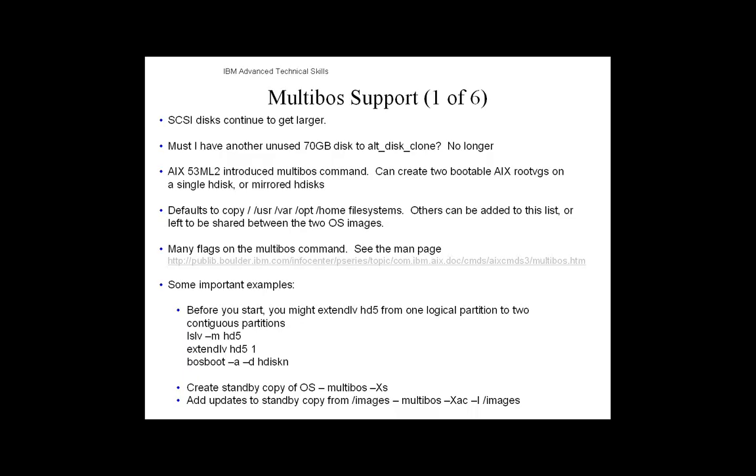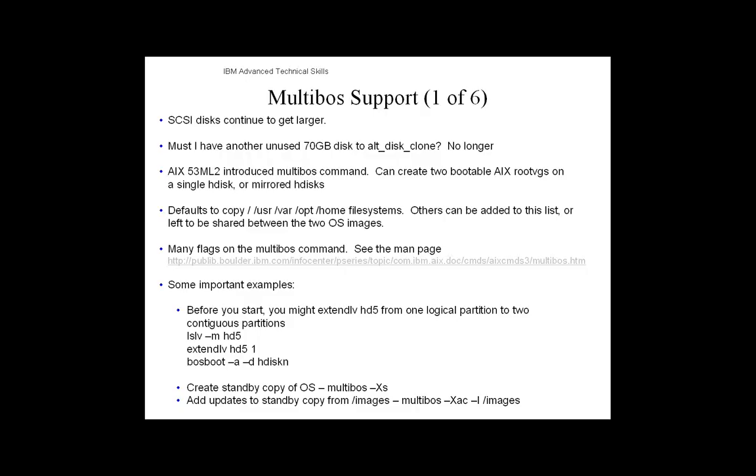Next few slides are on multibos. Maybe I don't have unused disks in the LPAR to NIM alt clone on. I can make a standby copy of AIX on the same rootvg disks. If I'm on physical disks, they're usually quite large. I mean, 70 gig is now getting small. At 5.3 ML2, we got the multibos capability. So on a single hdisk or on mirrored hdisks, I can create two bootable root VGs. It'll be either active copy and standby copy.